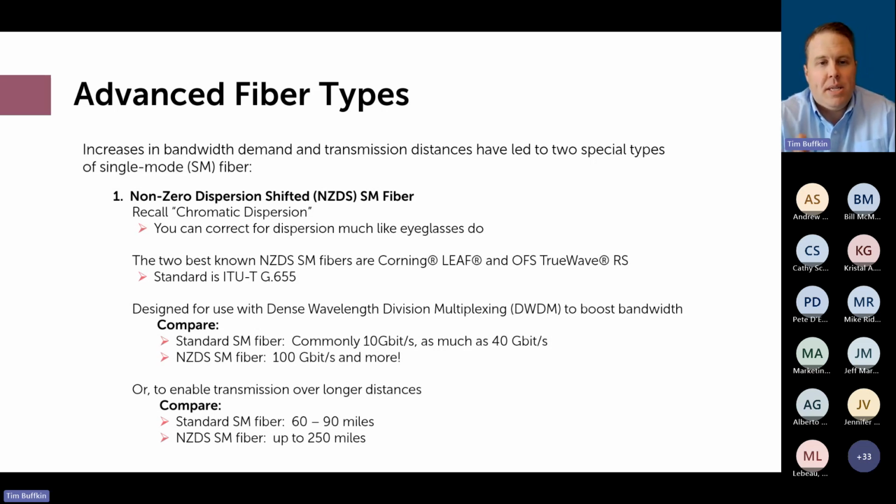And again, you recall us talking about chromatic dispersion. With this fiber, you can actually correct for dispersion, kind of like how eyeglasses can. It can help refocus that light and keep that dispersion from happening. The two best known types of NZDS single mode fibers on the market right now are the Corning LEAF and the OFS TrueWave. The standard is G.655.